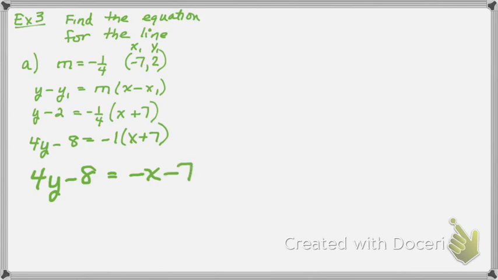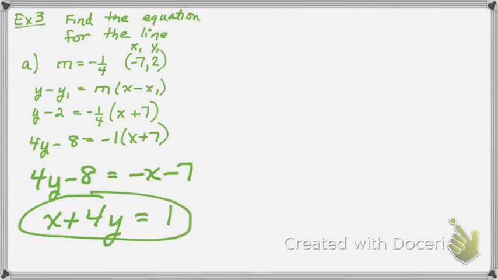From this point, it just all depends on the instructions. Sometimes it may say put your answer in standard form. Sometimes it may say put your answer in slope-intercept form. If it says give me an answer in point-slope form, you could have stopped right here, right? But I have to use point-slope form to get wherever I'm going. So this is super easy to put in standard form if I just move the x over there. So x plus 4y is equal to what? 1? Yeah. So there's my answer in standard form.